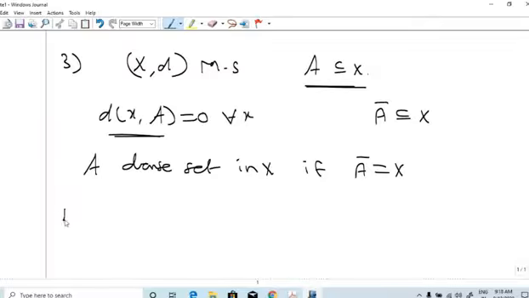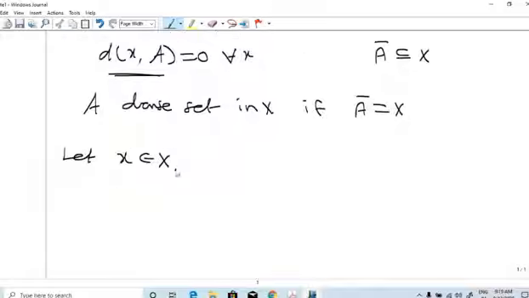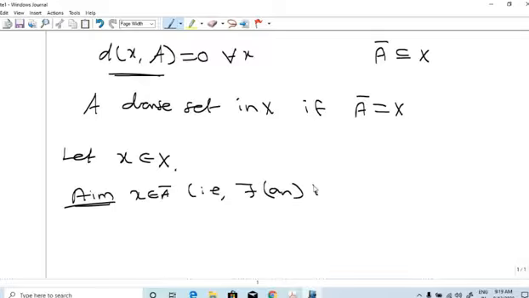Therefore, we take an arbitrary x. We have to show that x belongs to A closure. That means x is a limit point of A. That means we have to find a sequence in A which converges to x. So we take an arbitrary element x in X. What is our aim? The aim is to show that x belongs to A closure, that is, x is a limit point of A. That is, there is a sequence a_n in A such that a_n converges to x. So that is our claim.